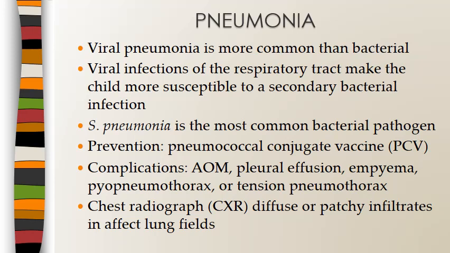Pneumonia that's caused by a virus is more common than a pneumonia caused by a bacteria. Viral infections of the respiratory tract do make the child more susceptible to a secondary bacterial infection. Strep pneumoniae is the most common bacterial pathogen that we see with pneumonia, and we can prevent this from happening by having children receive the pneumococcal conjugate vaccine.